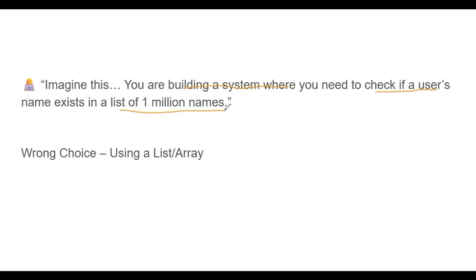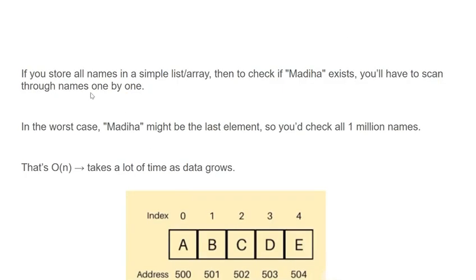The very first thing you do is decide on a data structure. What data structure are you going to use to store all these usernames? If you think of a list or an array, then it's a wrong choice. A list or an array a wrong choice? That is because if you store all the names in a simple list or array, then to check if a particular username, let's say Madiha, exists, you will have to scan through all the names one by one.